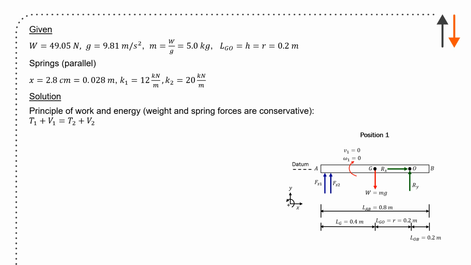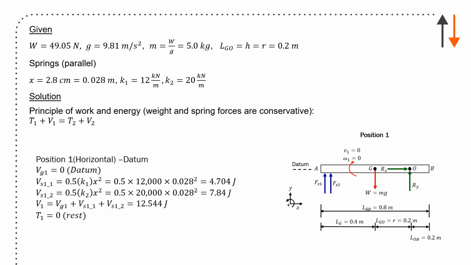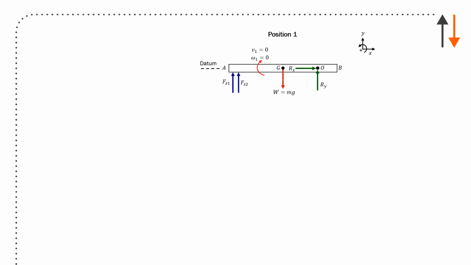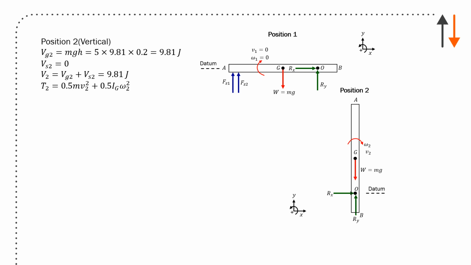And you know it's a work energy problem, and you can start with position 1. If you do that, you have gravity, and we've defined here a datum right there. So V_G1 is 0. Springs are initially compressed, and they have 4.7 and 7.8 joules respectively. So total initial potential is 12.5 joules. T1 is equal to 0 because it starts from rest. You release it, and it swings into position.